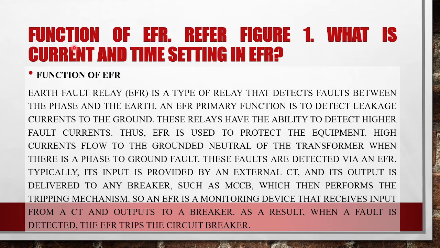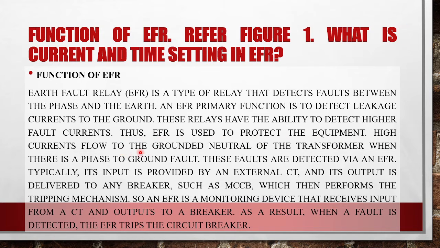The first question is the function of EFR. Refer to Figure 1, what is the current and time setting in EFR. The function of EFR: the earth-fault relay, EFR, is a type of relay that detects faults between the phase and the earth, and its primary function is to detect leakage current to the ground. This relay has the ability to detect higher fault current, thus EFR is used to protect the equipment.